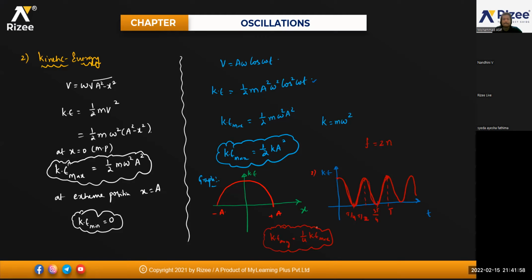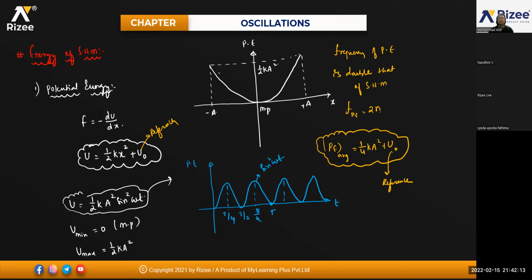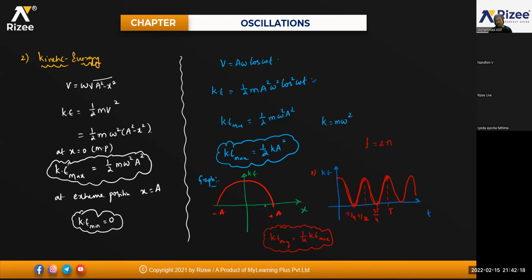Clear? So these are the two graphs we need to remember with respect to the potential energy and as well as the kinetic energy. Very important relations, beta. Very, very important graphs also. We got the potential energy, parabola in the upward direction, and for the kinetic energy, parabola in the downward direction.